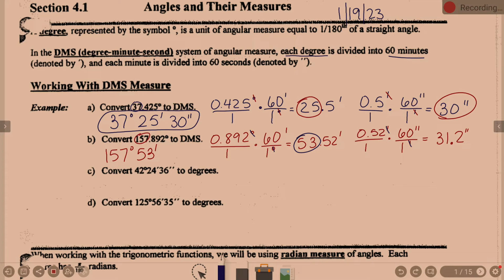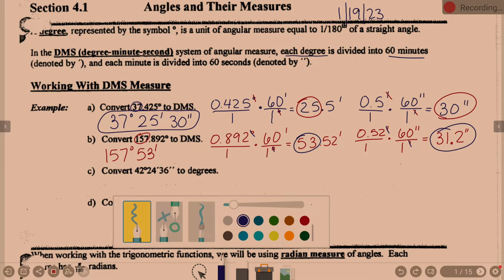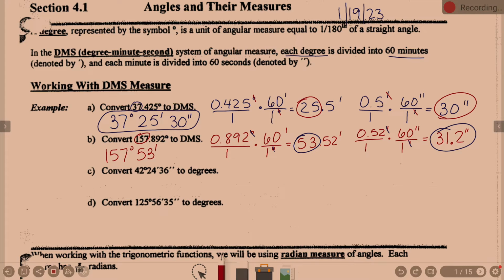Now, are we going any farther with this? No. Can we go to milliseconds? I'm going to pass on that. So we're going to stop here. We're going to give the 31.2 as our precise seconds. So 157 degrees, 53 minutes, and 31.2 seconds. This one's really hard. Pay attention.